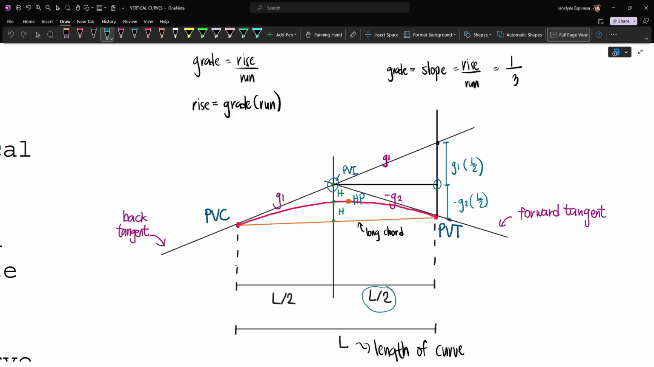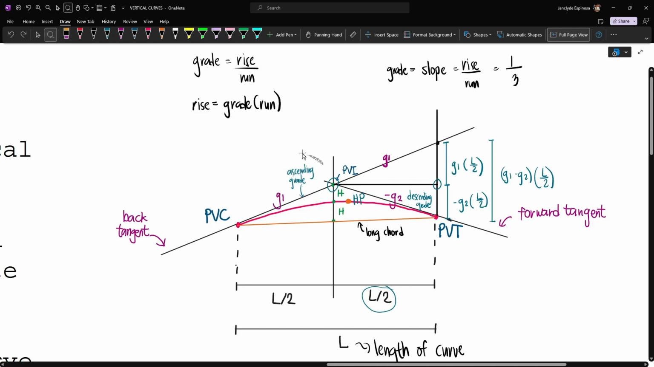And so the total length from this point up to this point, since L over 2 is common, we can say that this is G1 minus G2 multiplied by L over 2. Now by the way, this is positive because we have an ascending grade, while this is negative because we are going down, or we have a descending grade. And so this will be our sign convention. This is ascending because it is going up, and this is descending because it is going down. And so take note of this.